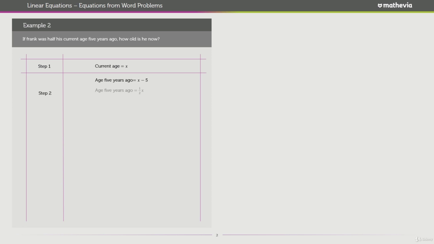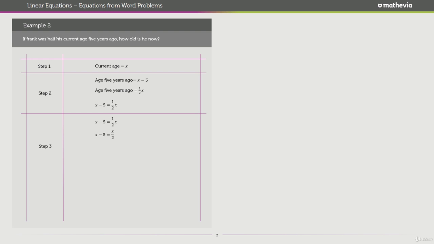Now we're also told that 5 years ago he was half his current age, i.e. 5 years ago he was half of x. So his age 5 years ago is x minus 5, and his age 5 years ago is 1 over 2 times x. I believe you'd agree with me that x minus 5 equals 1 over 2 x. If you look closely we have an equation, and we'll just go ahead and solve this equation.